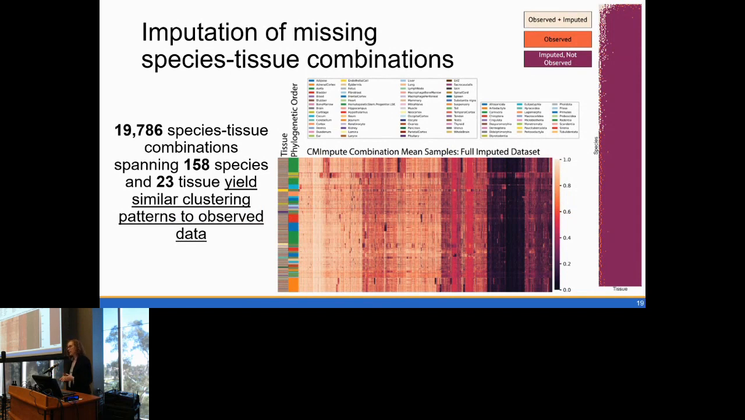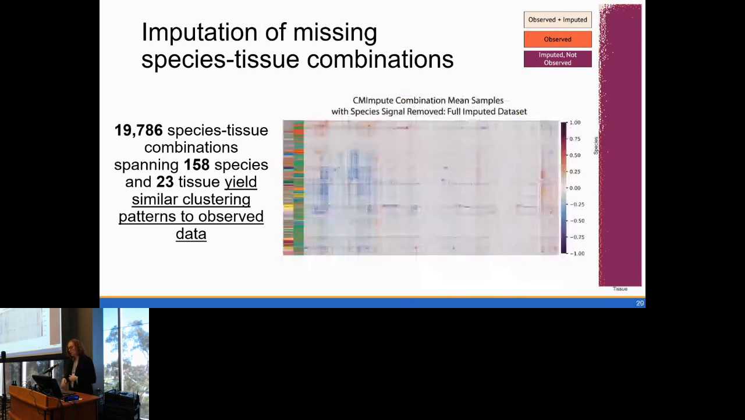While we don't have the observed data to compare to in this context, we still see clustering by phylogenetic order and the stratification patterns across different probe regions that we would expect based on the cross-validation results. We additionally see the differentially methylated tissue regions that we would expect, showing that we're capturing both species and tissue signal in these CM imputed samples.